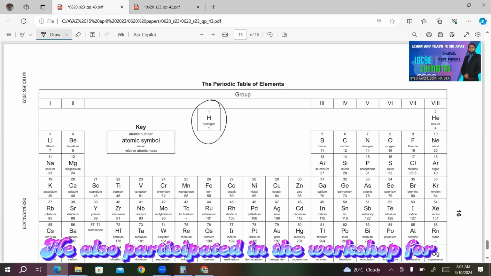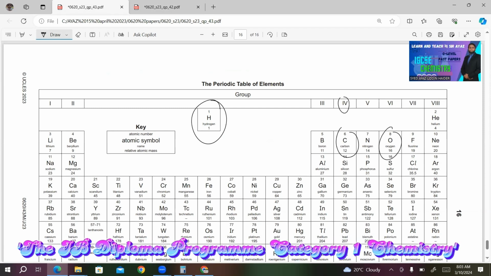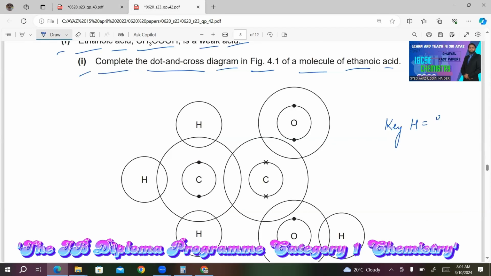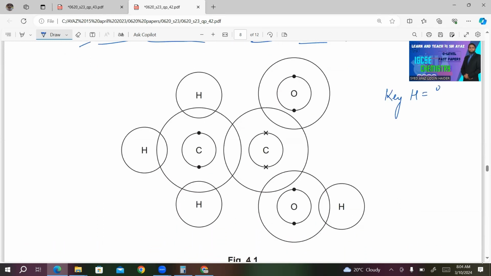What about carbon and oxygen? Carbon, here it is carbon, it belongs to group 4. It has 4 valence electrons. Oxygen, it belongs to group 6. It has 6 valence electrons. So for hydrogen, we have to place one valence electron for each hydrogen atom. Here, one electron for this hydrogen, one for this hydrogen, one for this hydrogen, one for this hydrogen.